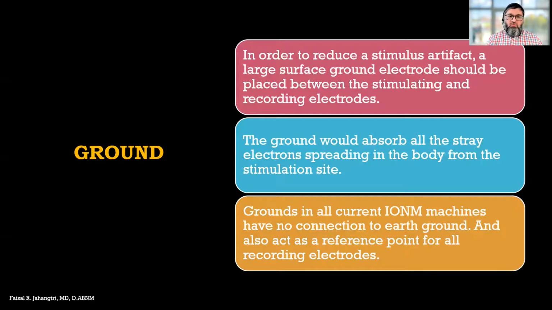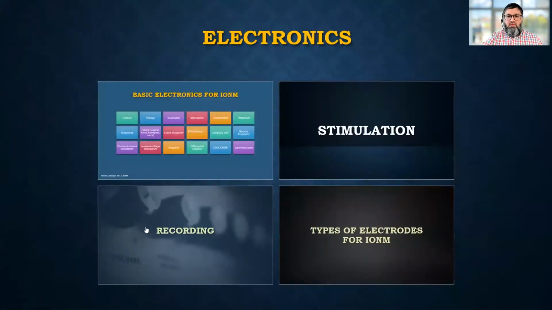So you don't want a ground loop, which is caused by the placement of two grounds on two different machines. But because all current machines have no connection to earth ground, you can place multiple grounds on each pod or each head box. It's not going to affect anything. If you're using multiple grounds, just make sure you check with the manufacturer, because there might be some old machines where you're not supposed to put two grounds, but on most available machines you can use multiple grounds. So let's go to stimulation.